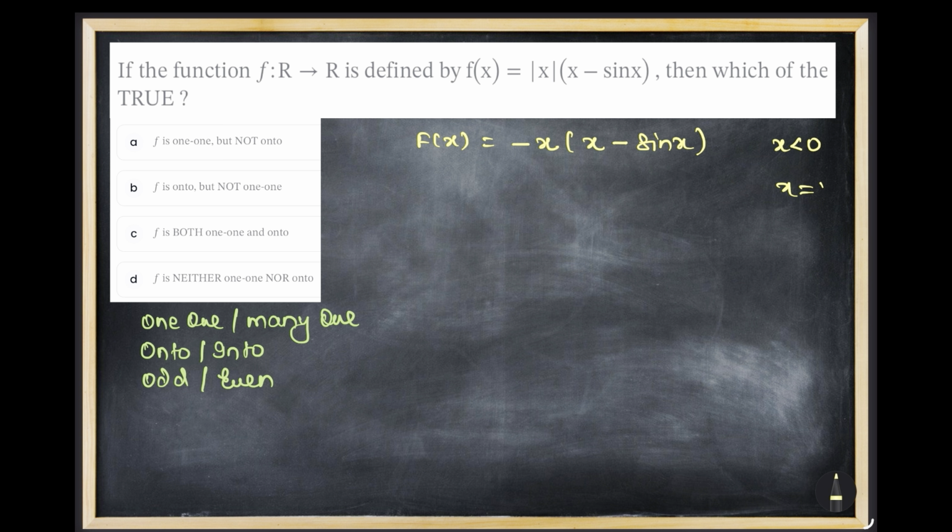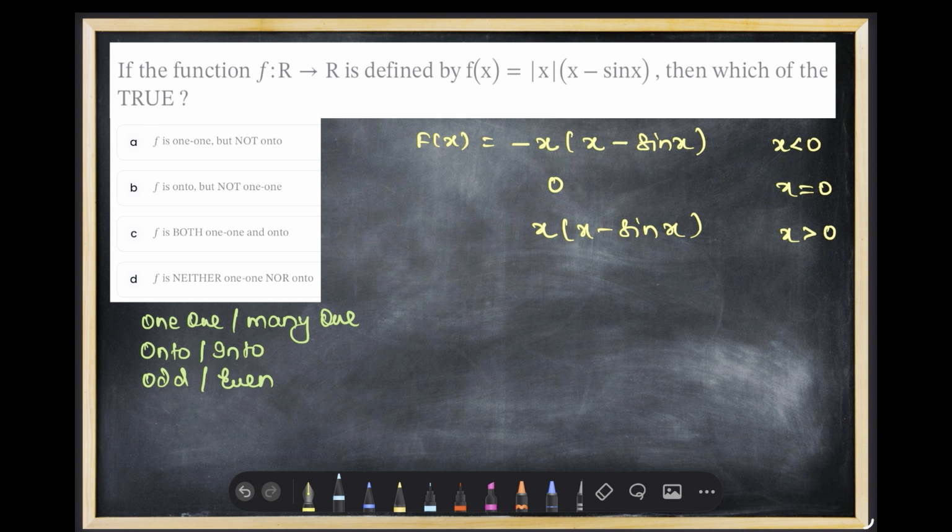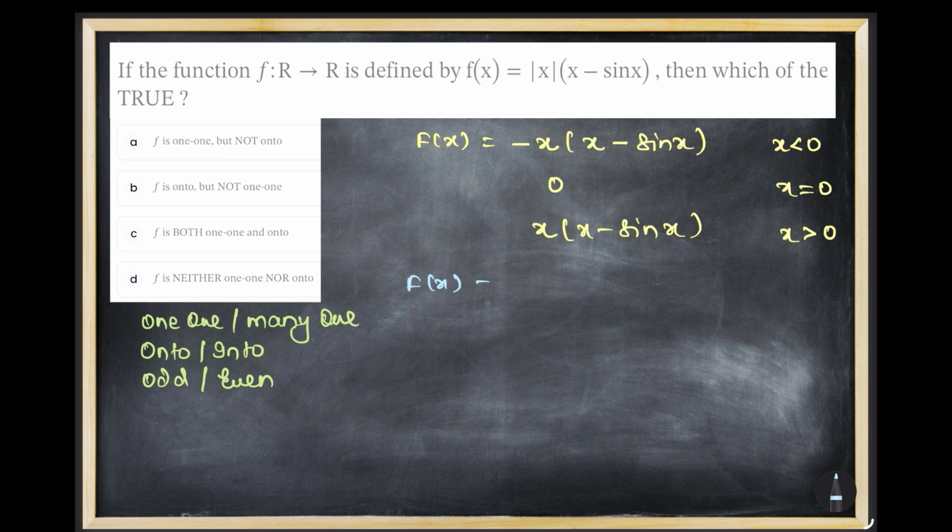Now at x equals 0, this will become 0 and 0 into anything will become 0, correct? Now after x equals 0, it is positive, so it will open directly as x times x minus sin x. Now suppose that we have to judge odd-even function. So f of x was what? Mod of x, x minus sin x.